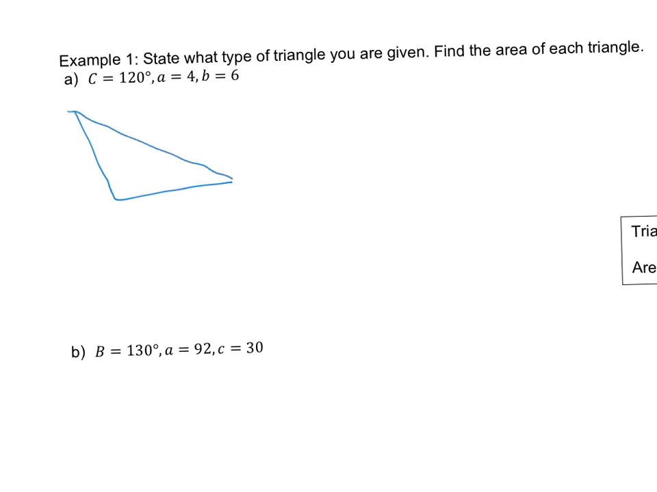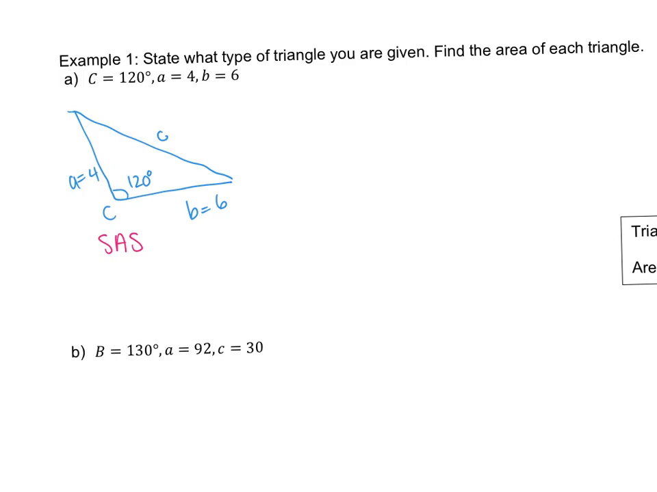There we go. And so this is C, it's at 120 degrees. And so c would be right across from it, or little c. And let's say this side here is a 4 and this side is b. And so this is 6. Okay, so I'm given 2 of the sides and I'm given the angle. So it becomes really clear that the angle's in the middle and the sides are next to the angle. So this is a side angle side.